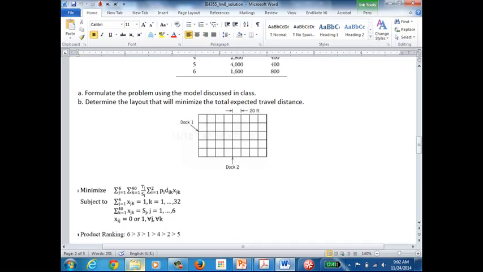Okay? So it's the same model. The only difference is that now you have to make sure that you are accounting for the right number of products and the right number of locations.